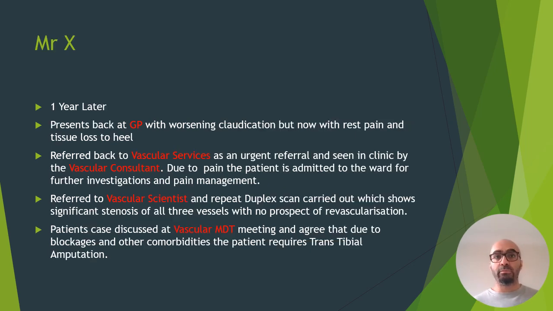A year later, he returned with worsening symptoms, leading to an urgent referral and a decision for transtibial amputation after MDT discussion. As you can see, after the year he developed problems and complications, so it was another referral to the vascular service. The vascular surgeon seeing the patient said that this patient will need the amputation. And that is not a decision by one surgeon or one specialist, it's by an MDT.